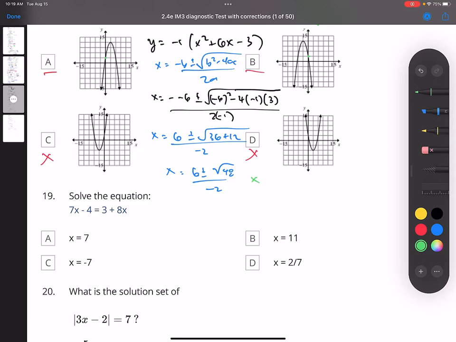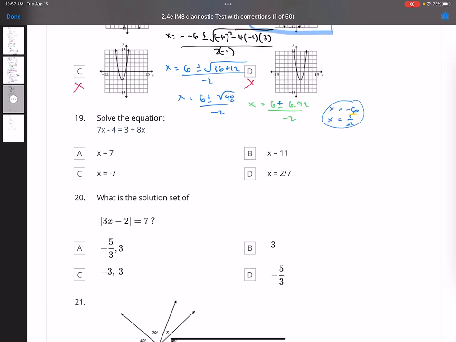If you put into your calculator the square root of 48, you get 6.92, so 6 plus or minus 6.92 over -2. If I add the two values together, you'll get like 12, and then you'll get a negative number, like -6, something like that. And if I subtract them, I'll get something like -1, and you'll get something like 1/2. So -6 would be on this side, and then the positive 1/2 would be on this side. So my answer is going to be B.